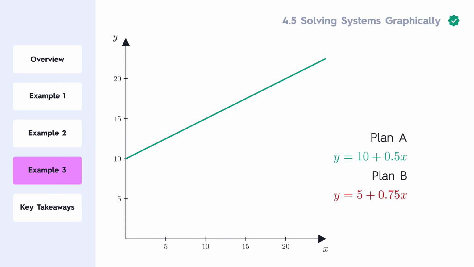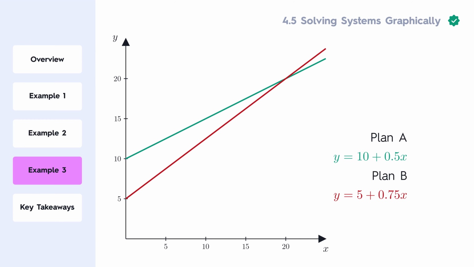Moreover, for the second line we can start plotting at the y-intercept, which is at the point 0, 5, since $5 is the starting fee for Plan B. From this point, we can use the slope m equals 0.75 to move upwards 0.75 of a unit and 1 unit to the right.